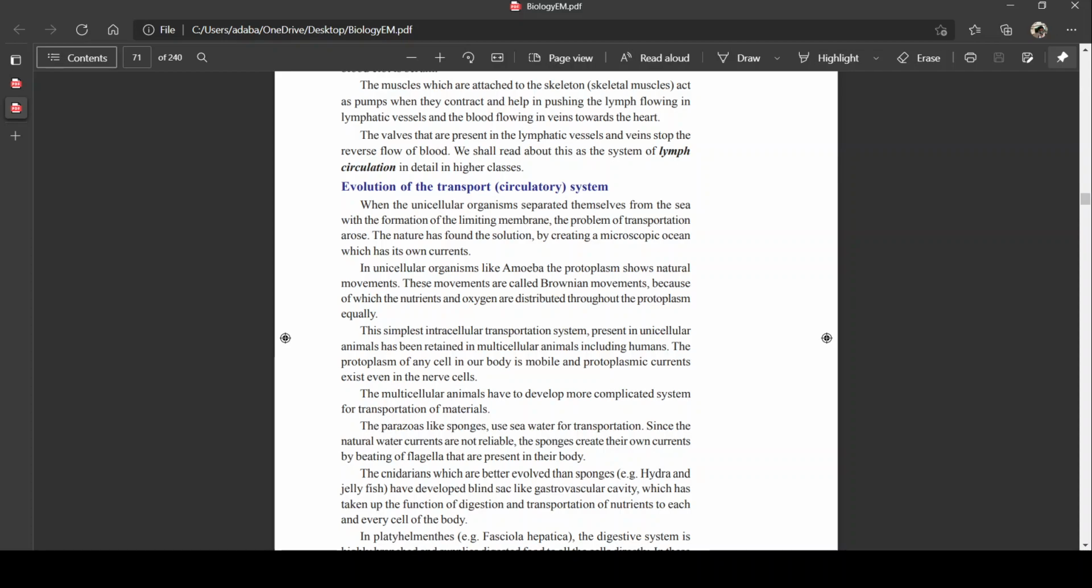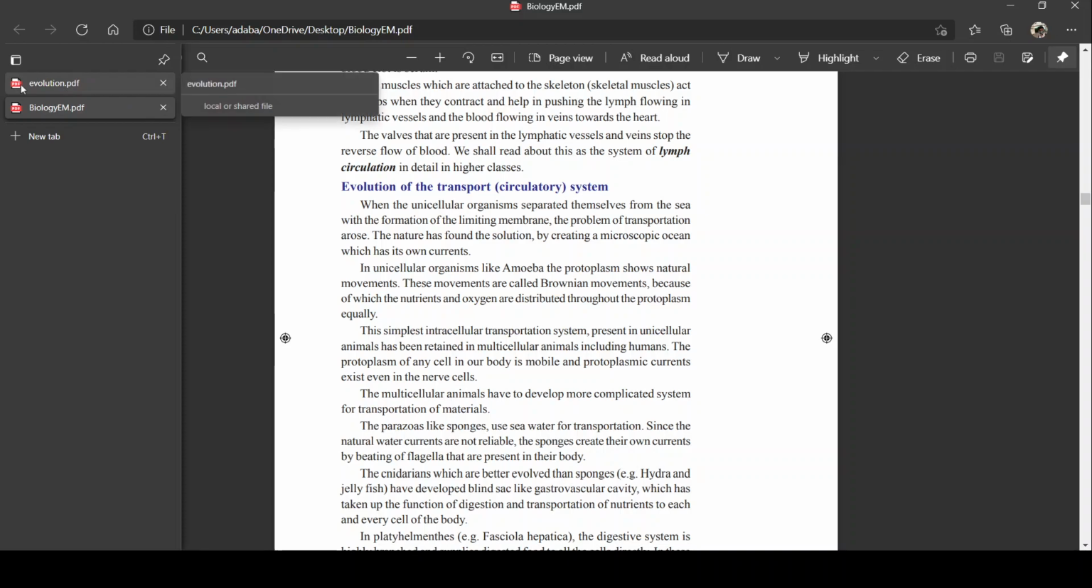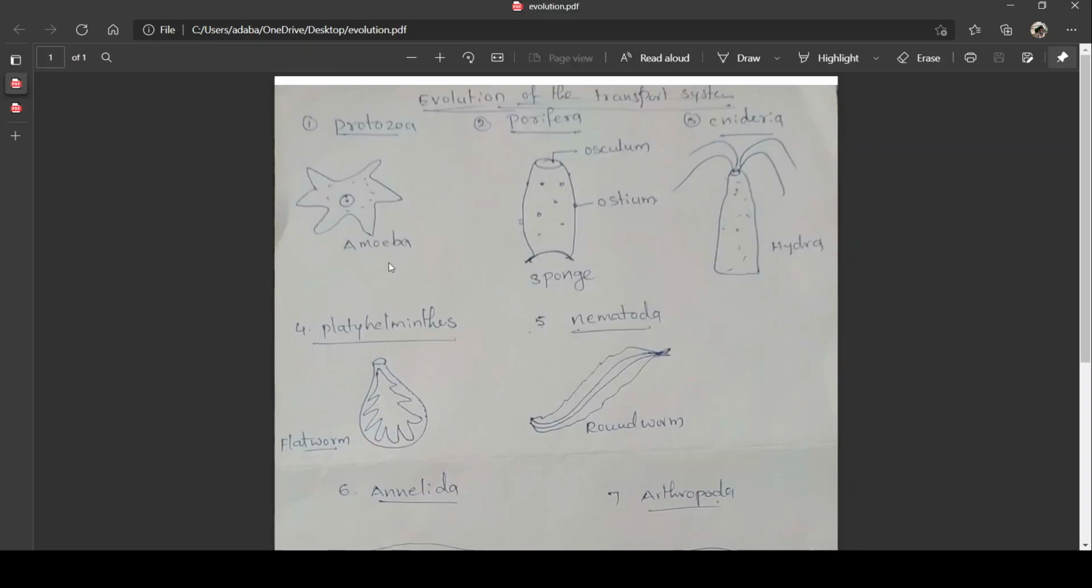So, in unicellular organisms, the best example is amoeba. In the amoeba, the protoplasm shows natural movements. So, let us see the picture. This is amoeba. It takes the food material with the help of pseudopodia. These are pseudopodia. It has no definite structure.